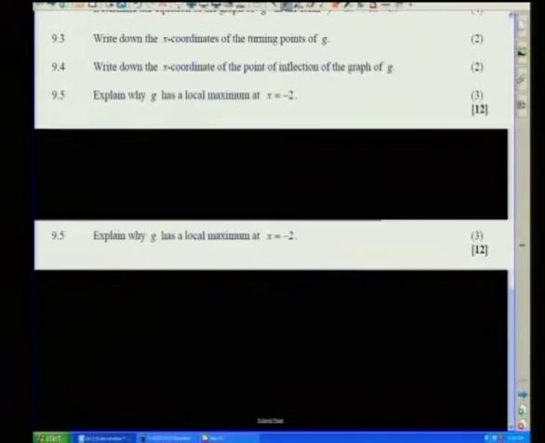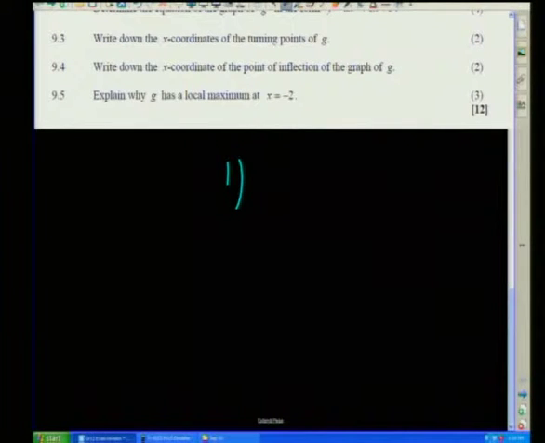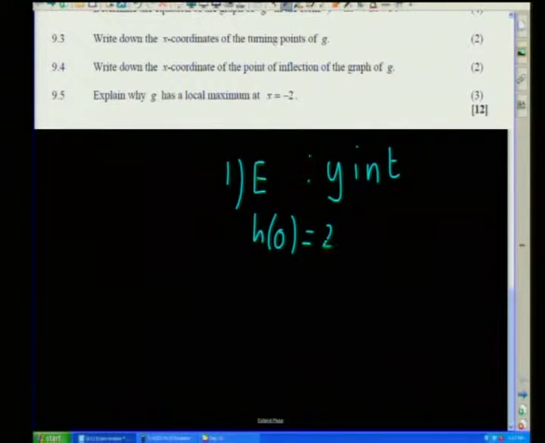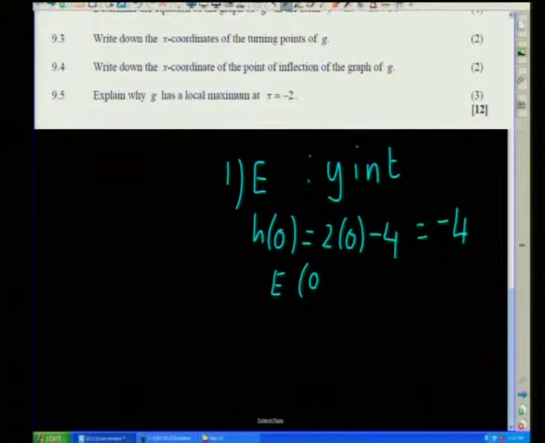So therefore point E, okay, so this is question 1, and I'm looking at point E, which is the y-intercept. How do I find y-intercepts? You say let x equal naught. So in h of x, I'm going to say h of naught. I'll get 2 times naught minus 4, and that will give me an answer of minus 4. So therefore, the coordinates of point E are, it's your y-intercept, remember, so the x value is naught, and your y value is minus 4.